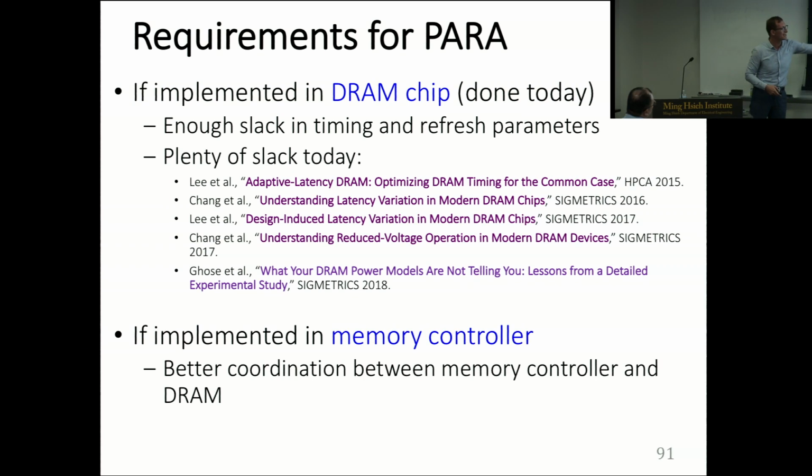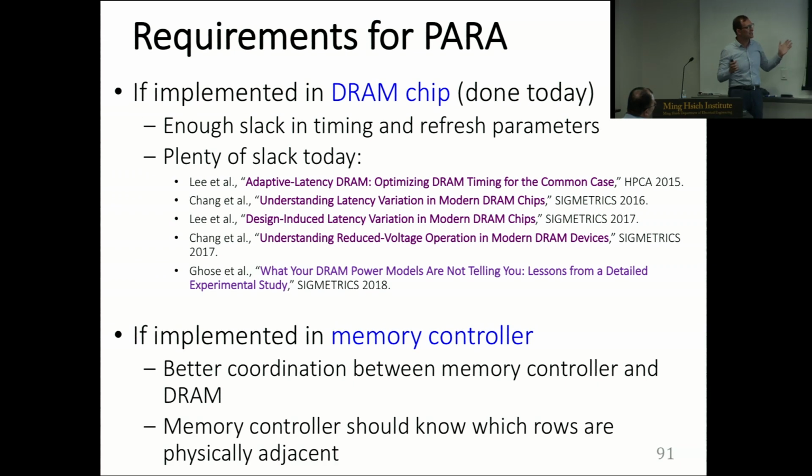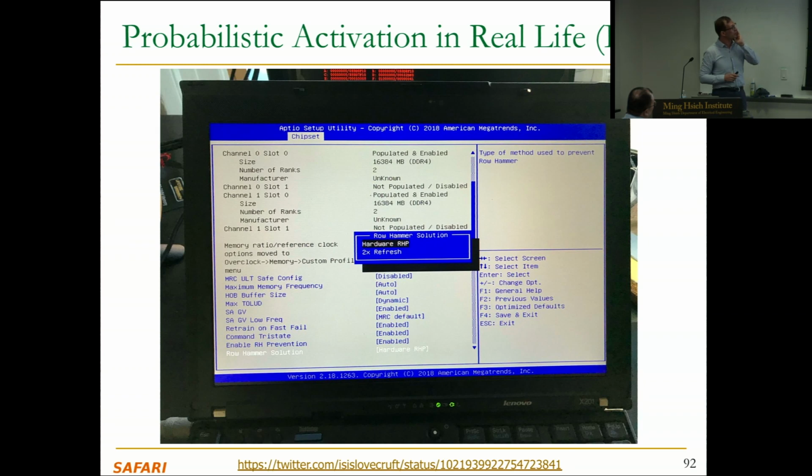But if you actually have it in the memory controller, you need to have better coordination between your memory controller and DRAM. So your memory controller, for example, needs to know which rows are adjacent to each other in DRAM. And this is information that you don't know, unfortunately, today, because there's so much disparity and disconnect in the communication between the DRAM chip and the memory controller. But if you know that, then this is a very easy problem to solve. In my opinion, this is not a very hard problem to solve, actually. But there is good news, I think.